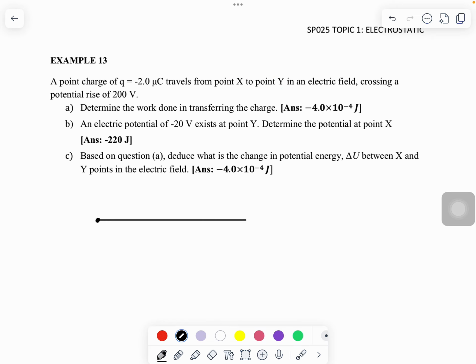So dekat sini kita ada point X, sini adalah point Y. So charge tersebut initially dekat point X and then it travels to point Y. Okay, so maksudnya X ni adalah initial point kita, ni adalah final point. Okay, so the charge just now it's a negative 2 microcoulomb.